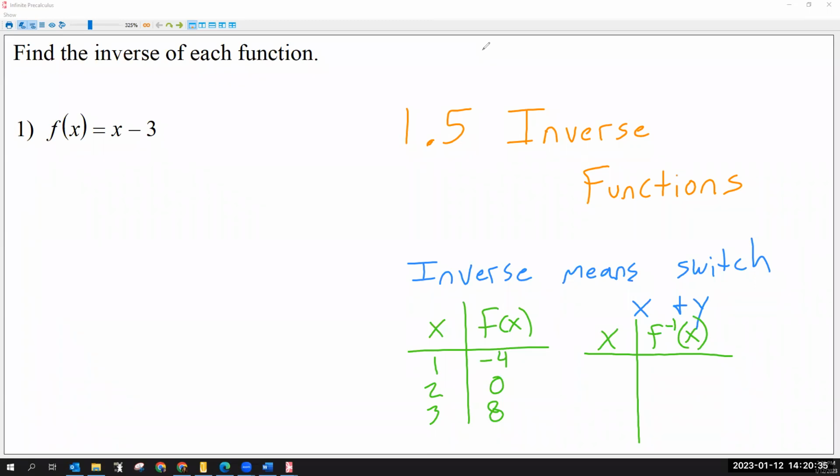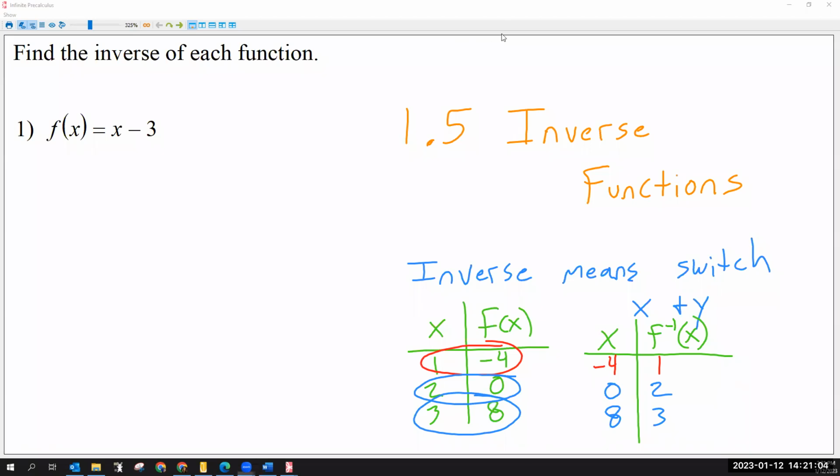So for my first coordinate point, we have 1, -4. That would change to -4, 1. Just switch the x and y. The next one would change: 2, 0 becomes 0, 2. And the last one would change from 3, 8 to 8, 3. And that would just be the inverse of that initial one. Okay, an inverse just means switching the x and y.